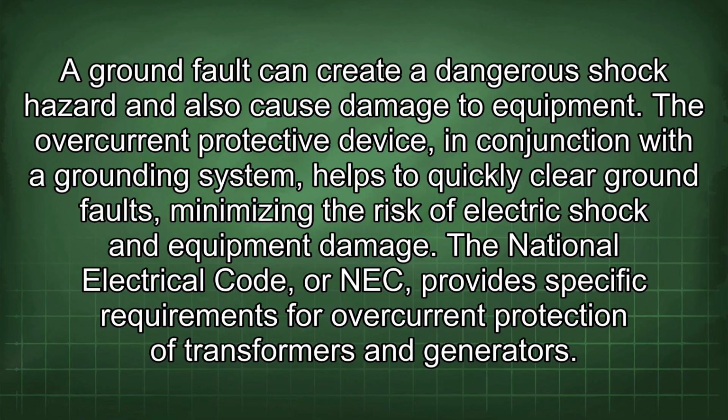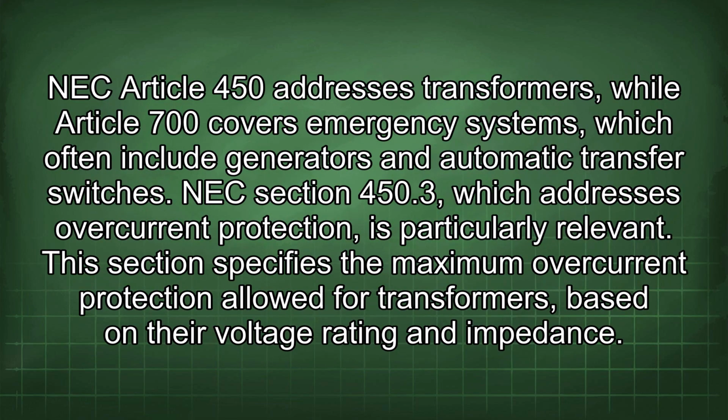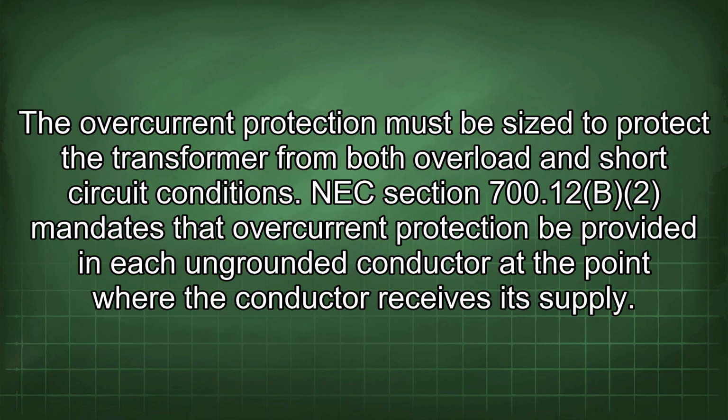The National Electrical Code, or NEC, provides specific requirements for overcurrent protection of transformers and generators. NEC Article 450 addresses transformers, while Article 700 covers emergency systems, which often include generators and automatic transfer switches. NEC Section 450.3, which addresses overcurrent protection, is particularly relevant. This section specifies the maximum overcurrent protection allowed for transformers based on their voltage rating and impedance. The overcurrent protection must be sized to protect the transformer from both overload and short circuit conditions.